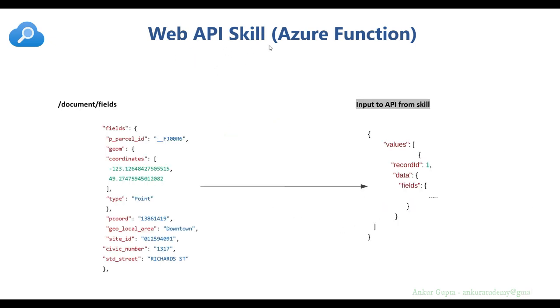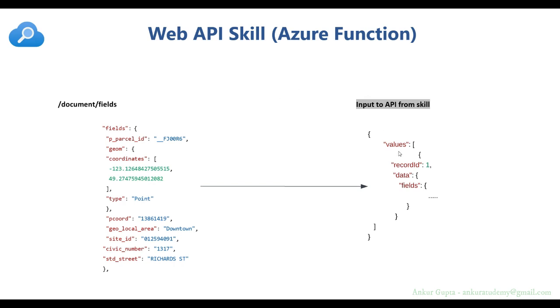Now the custom web API skill that we are going to create, or the API, will need the data to be in a particular structure as input. So all the fields will go under a values top level array, and then each row will have a record ID mapped to it, and then each item will have the data field which will contain our fields that we are going to send. Now this mapping of values and record ID is done by Azure. You don't have to do anything. You just have to map the document/fields attribute as the input in our skill set.